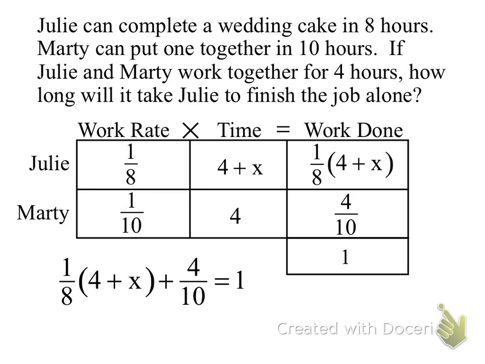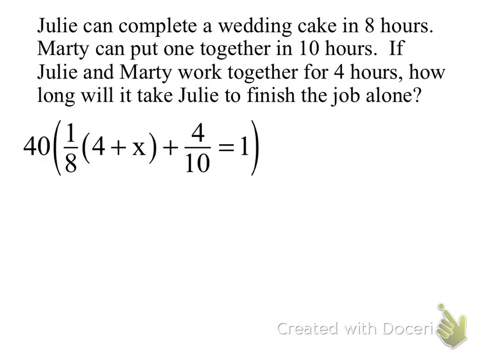Okay. What can we do to clear our denominator? How about Charlie Wilson? So you multiply it by the LCM? Which would be, take the bigger number, 10, they don't both go into it. 20, no. 30, no. 40. Yeah. Okay, multiplying by 40. And then we'll get 5 times the quantity of 4 plus x, and 4 times 4, and equals 40. Right? Yes.